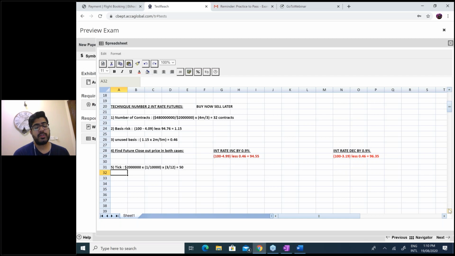Extra months: you needed to borrow a deposit on 1st Feb. You needed a future of 1st Feb, but you took for 30th March, 2 extra months. Over total months: today's date is 1st November, and you took for 30th March, it's 5 months. Future closeout price in both cases, the formula is the same for both cases, increase or decrease. Spot 100 minus interbank rate 4.09, increase by 0.9 becomes 4.99, plus unused basis 0.46. And if it decreases by 0.9, spot 100 minus interbank rate 3.19, plus unused basis, and then you found the tick.